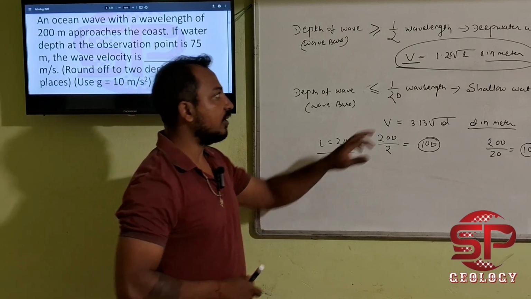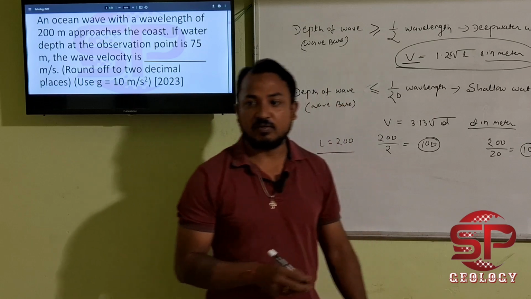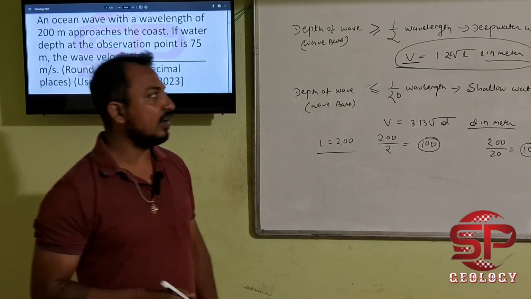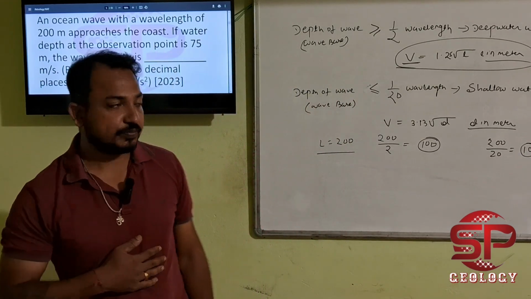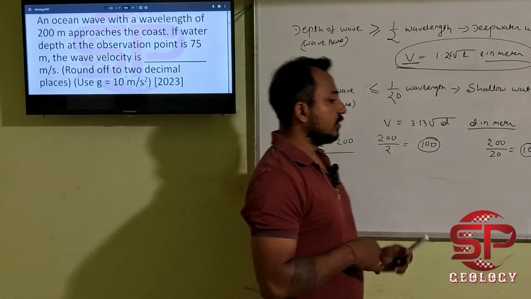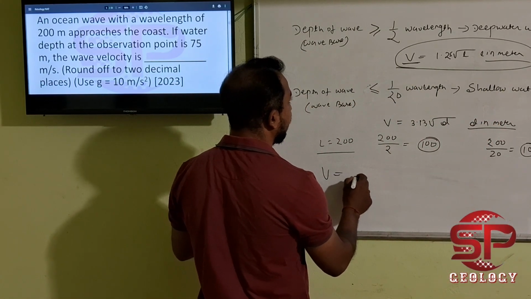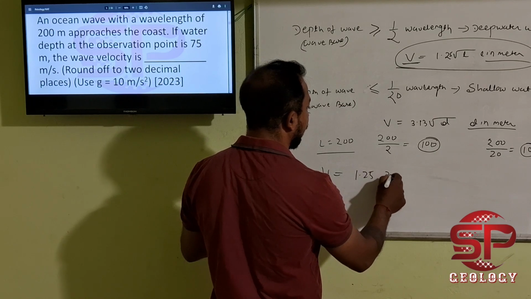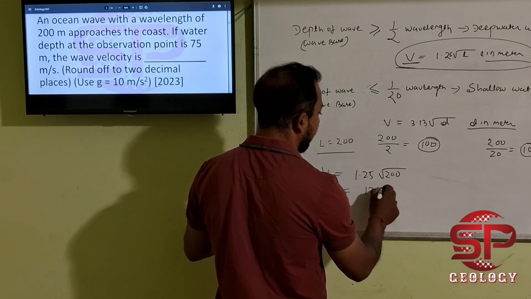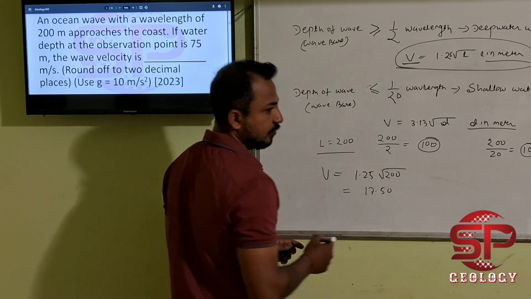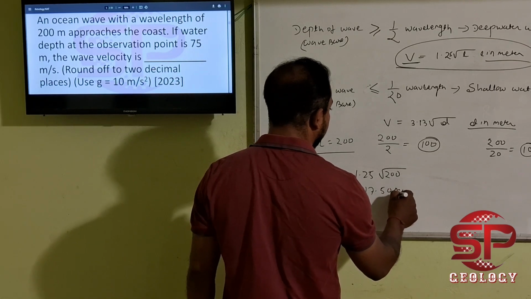Okay, so velocity will be 1/1.25 into root over of wavelength. It will be calculated where L is in meter. So length is given 200 meter. So the velocity will be 1.25 into root over of 200. It will be approximately 17.50 meter per second.